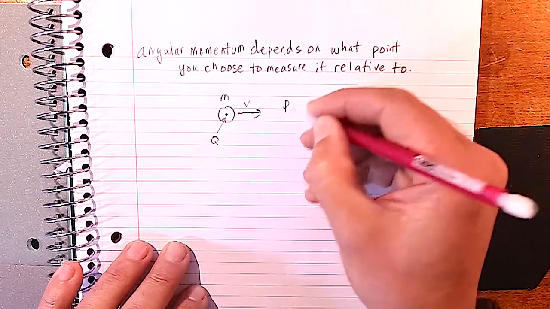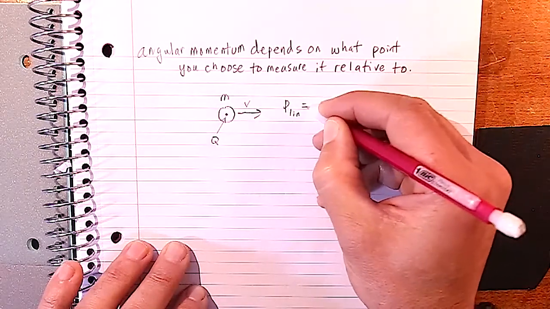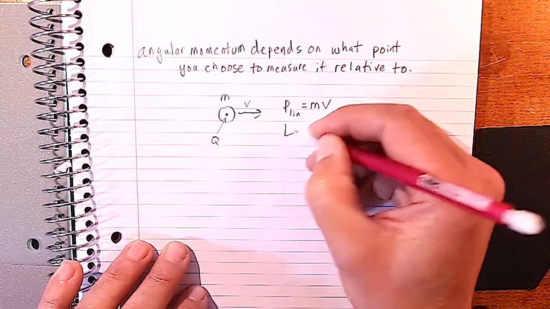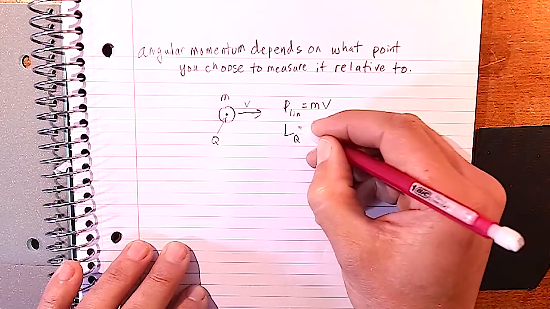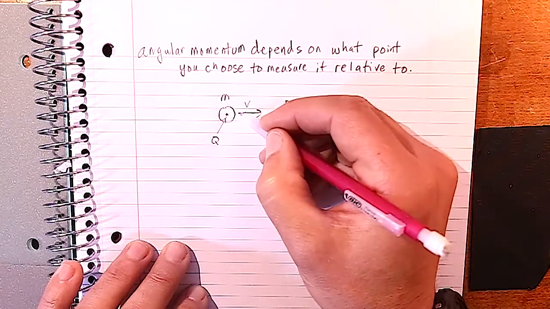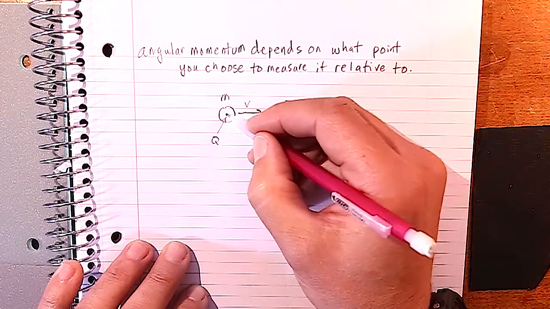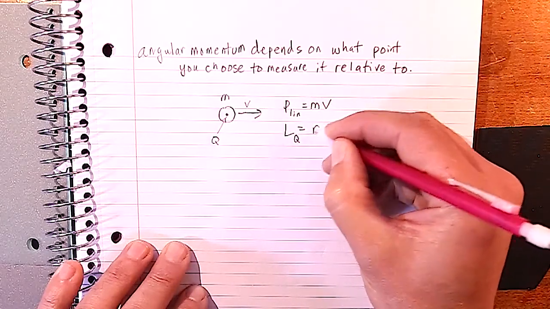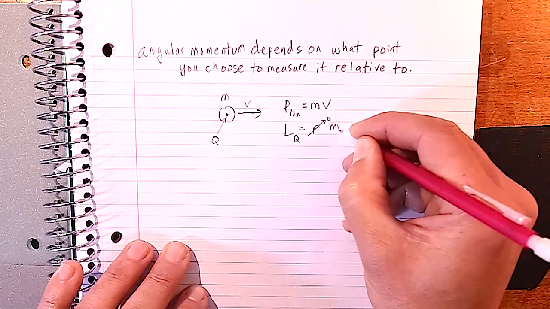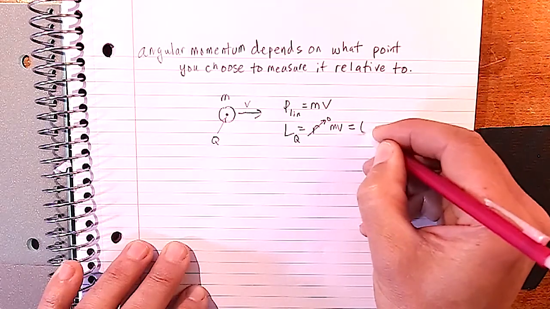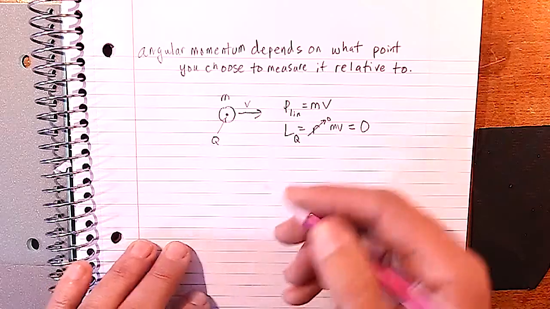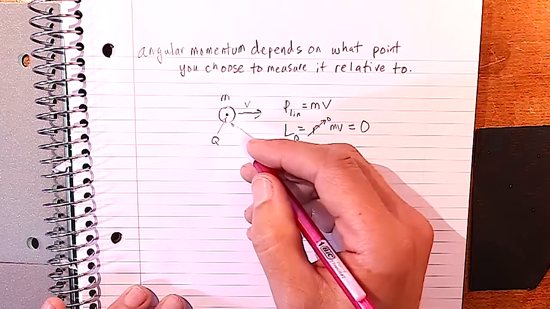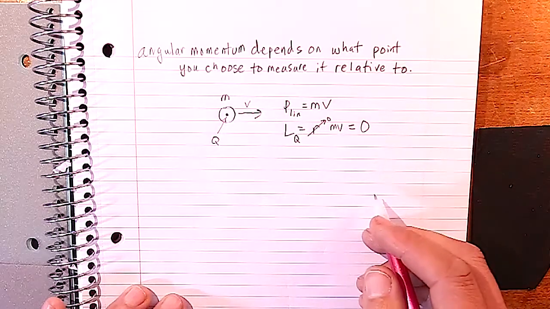Well, we know that it has linear momentum, and it has linear momentum because it has a mass traveling with a velocity v. But does it have angular momentum relative to point Q? Well, the velocity relative to this point Q, the momentum relative to Q, is 0. So R would be 0 times mv, and so therefore it has no angular momentum. So that makes sense. If we have an object traveling in a straight line, it has linear momentum, but it doesn't have angular momentum because it's not rotating around anything.